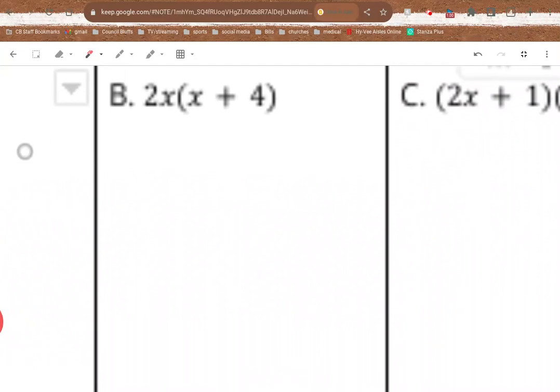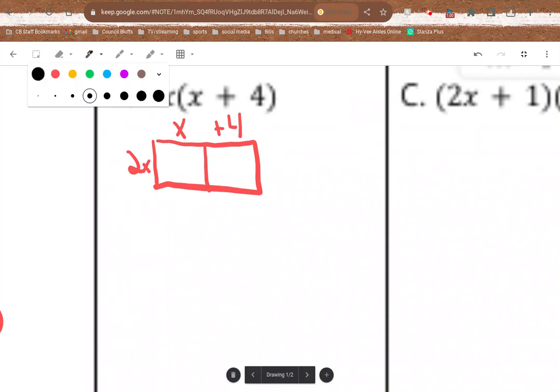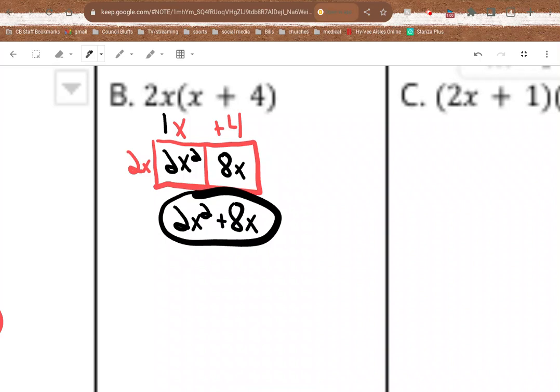Okay. So I'm going to do another one. I'm going to do two columns in one row. So this will be 2x and this will be x plus 4. Okay. So this is just like the other side. So 2 times 1 is 2. X times x is x squared. And 4 times 2x is 8x. Put that together, I have 2x squared plus 8x. Okay.